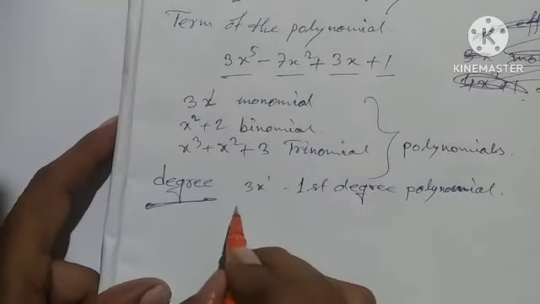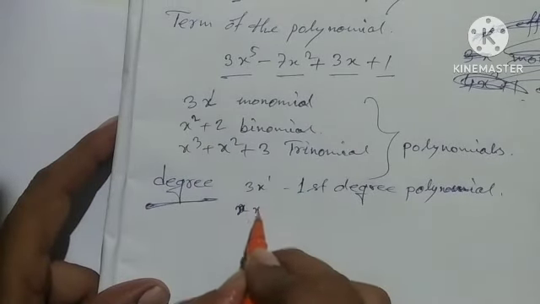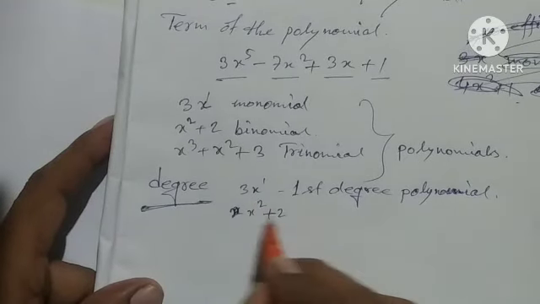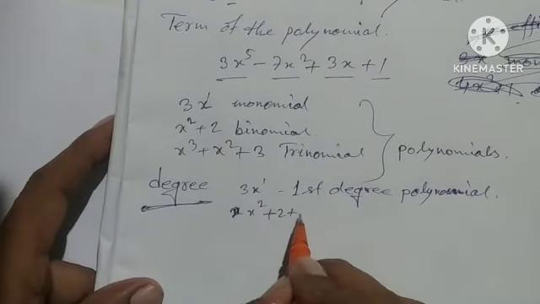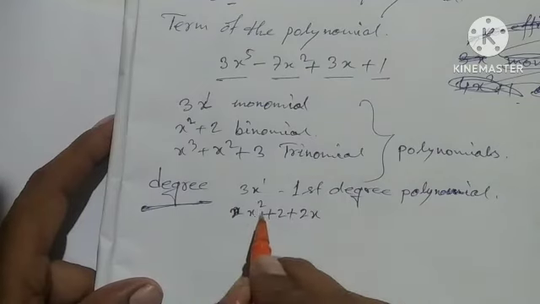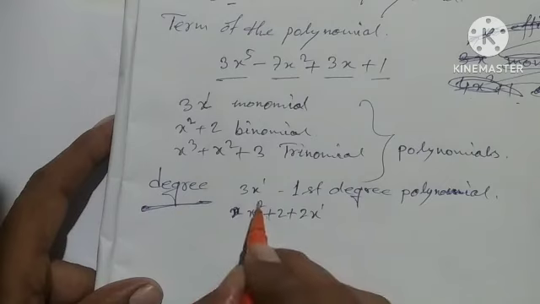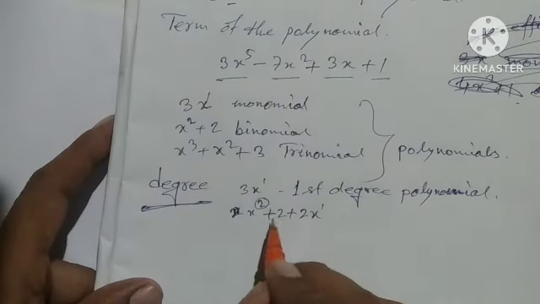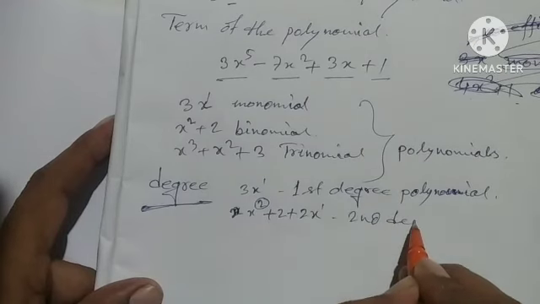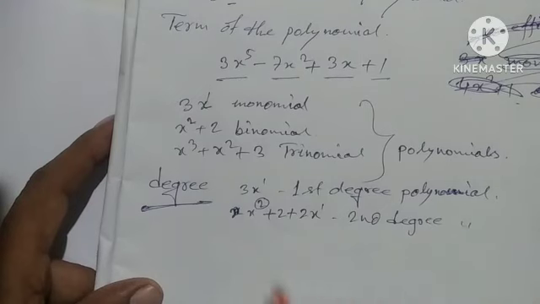And it has x square plus 2. The power of x is 2. Therefore, if I add here 2x, no problem. But here you have to see the power of the variable. Highest power is x to the power 2. Therefore, 2 is the power. Therefore, it is a second degree polynomial.